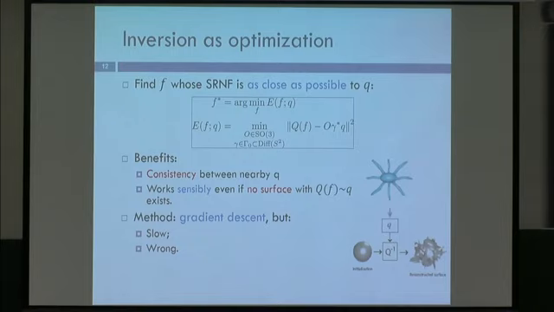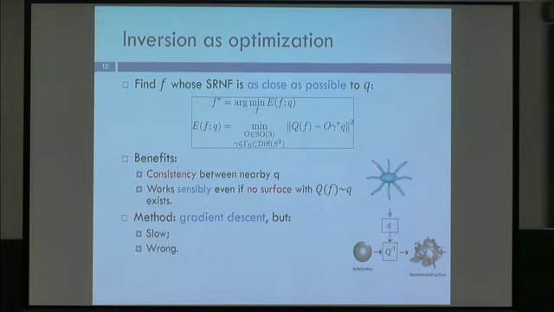It's useful in that it also works sensibly even if there is no surface. So whatever we do, we'll find some kind of surface that is close to the Q. So in that sense, it's very useful because it completely finesses this question of existence of the surface. We initially tried to do this using gradient descent. It's very naive gradient descent on this energy. It's very slow and it's very wrong.